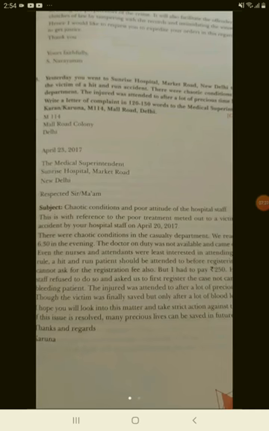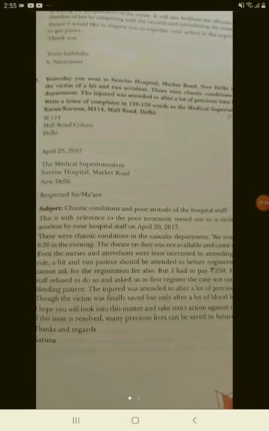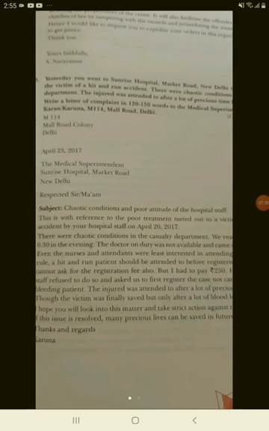What does the writer say here? There were chaotic conditions in the casualty department. We reached at 6:30. The doctor on duty was available, came 2 hours later. Even the nurse and attendants were least interested in attending. A hit and run patient should be attended to before the registration. One cannot ask for registration fee, but I had to pay 250 rupees.